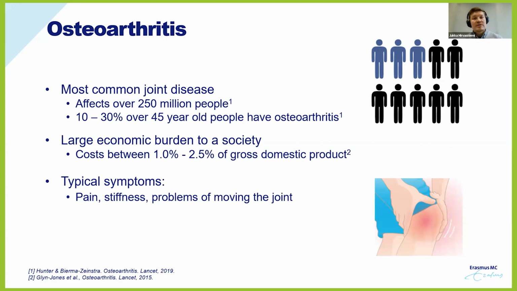So osteoarthritis is the most common joint disease in the world, and it affects hundreds of millions of people around the world, and it causes a large economic burden to our society because it's so common. The typical symptoms of osteoarthritis include pain, stiffness, and problems of moving the joint, and so it really decreases the quality of life of the patient.